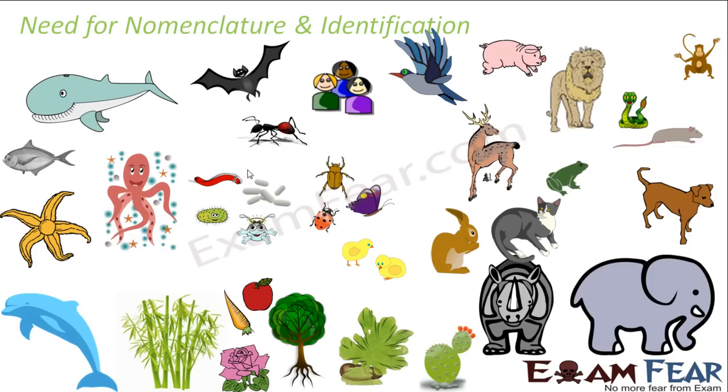Each and everything is known by a different name in different places. So, a system of nomenclature was a must. Now, when nomenclature is a must, we just cannot simply blindly name an object, right? We should know something about that organism, only then we can name it. So how do we know something? We know it by the process of identification. So there came the need for nomenclature as well as identification.